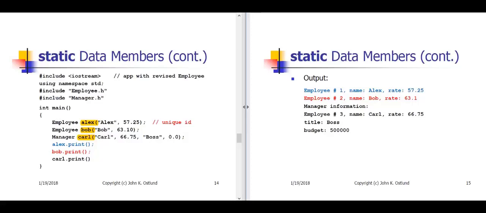Carl.print will invoke the manager print function because we overrode the print function in the manager class. So we get out manager information, and contained within that manager information is the employee information, employee number 3, name Carl, rate 66.75, followed by the title and the budget for Carl. Let's take another look at the application shown on slide 14, but this time with some diagrams showing what's going on in memory while this application is running.